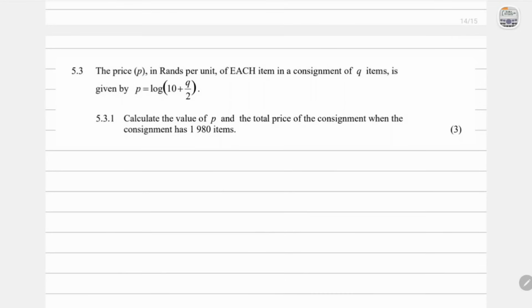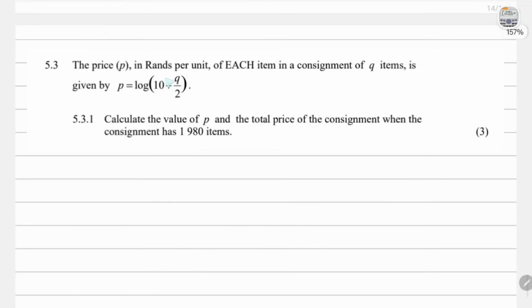Question 5.3 says, the price P in rands per unit of each item in a consignment of Q items is given by this equation. And 5.3.1 wants us to calculate the value of P and the total price of the consignment when the consignment has 1,980 items. Okay, so when the consignment has that amount.